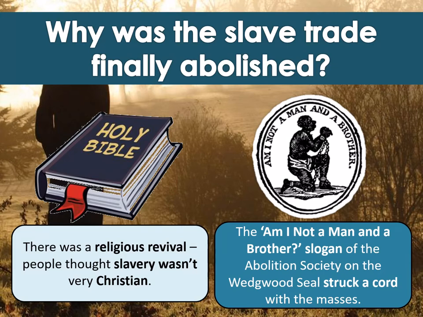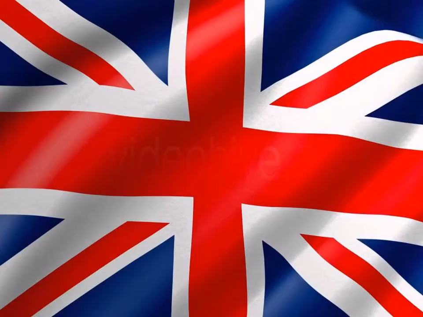And obviously the slogan on the seal made by Josiah Wedgwood struck a chord with a lot of people. That was very, very clear in terms of, am I not a man and a brother? It was simple, it was straightforward, and that made people think, how can we honestly say that we are true Christians if we are treating people like this? We need to treat people equally, which is what the Bible is telling us to do as well. So let's push forward to make sure we end the slave trade.